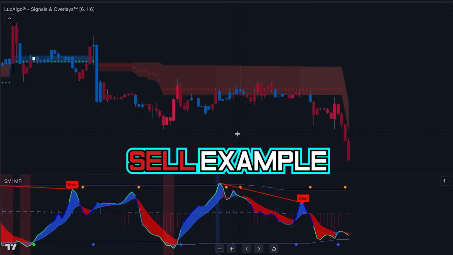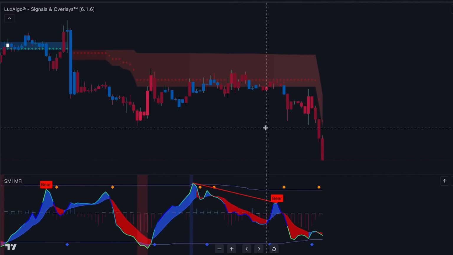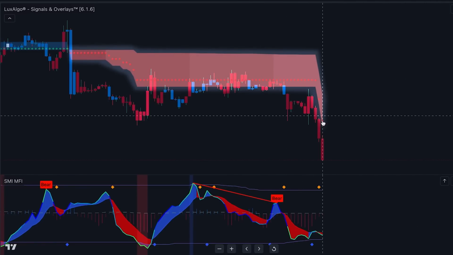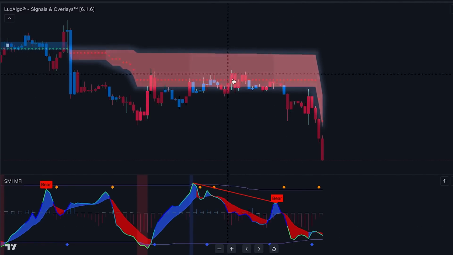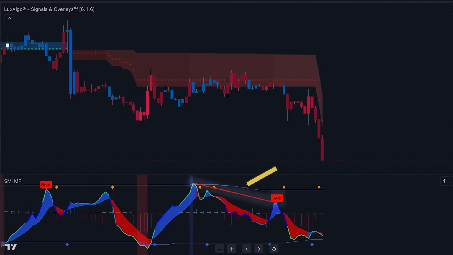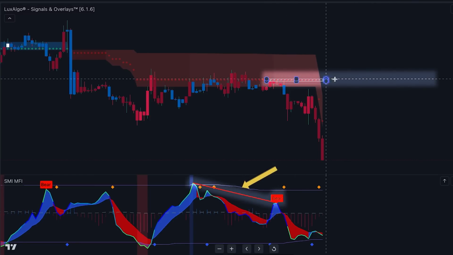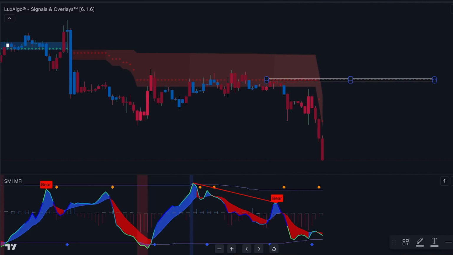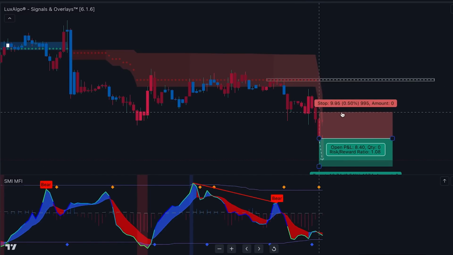Here is a sell example. For sells, we want the opposite. Here we have the Neo cloud and trend tracer plotting red, indicating long-term bearish trend. Next, we want to check for a bearish divergence and draw a line across, ensuring price has not returned to this area. Once confirmed, we can then move on to seeking a sell signal with bearish selling pressure.